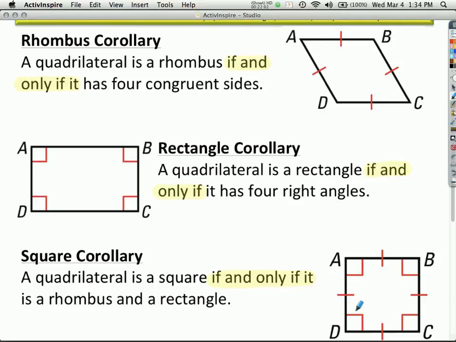Maria? A square can only be a rhombus and a rectangle. I mean, equiangular and equilateral. Yeah. Because what happens if I change one of these sides and make it longer? What happens? It's no longer a square. So a square is always a regular polygon no matter what, because the definitions are actually the same. So I love that she brought that up.